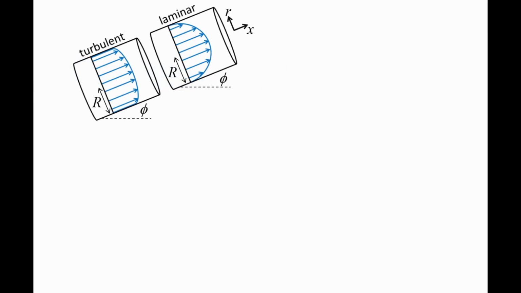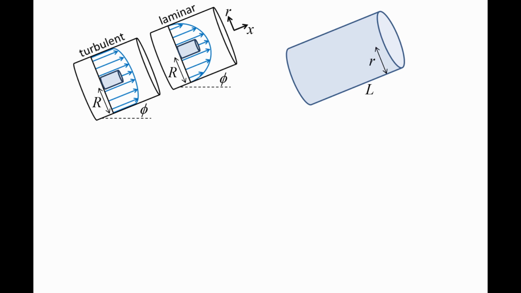Here we have two different pipes of radius r. Both pipes are tilted upward at an angle phi. The fluid in the first pipe is fully developed and turbulent, while the fluid in the second pipe is fully developed and laminar. Next, we zoom in to examine a small fluid cylinder that is centered in the middle of either flow. The cylinder has a length L and a radius lowercase r.